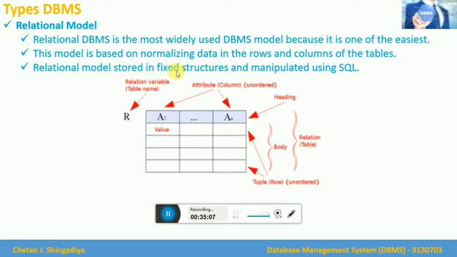The relational model stores data in a fixed structure and it is manipulated using SQL. So if such kind of DBMS system is there, it stores the data in a fixed structure, and it is manipulated using structured query language, that is SQL. Now let me explain this figure. Here you can see we have one relational variable. That relational variable is nothing but the table name. So here the table name is R.